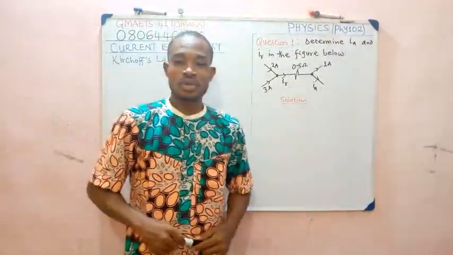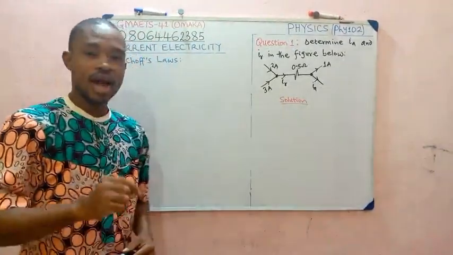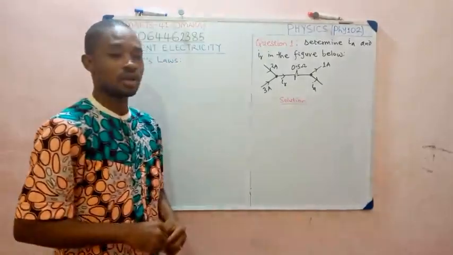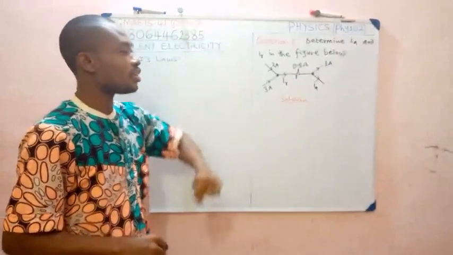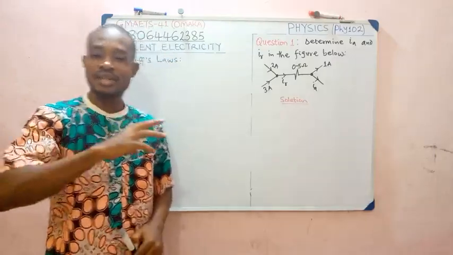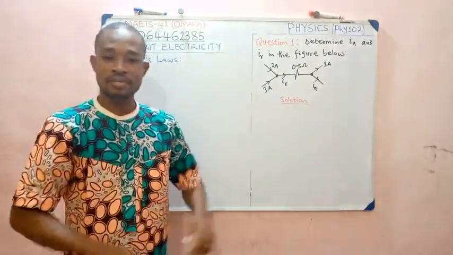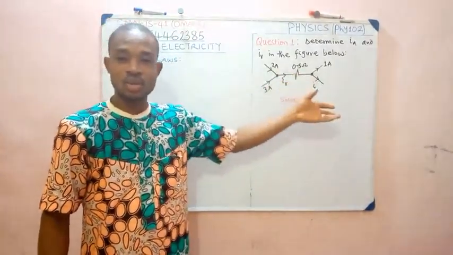Let us look at this question. We have on the board here, we have to determine IA and IR in the figure below. And this is the figure, right? So how do we obtain the value of IA and the value of IR? We want to look at this. There are 2 junctions there, right? Look at one junction where current entered. We could see one leaving.